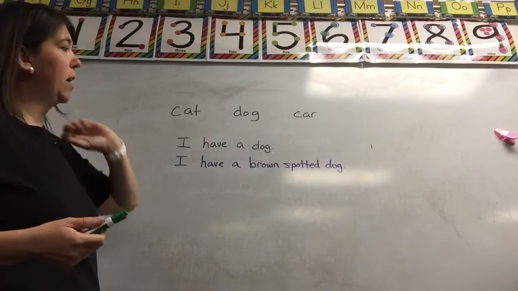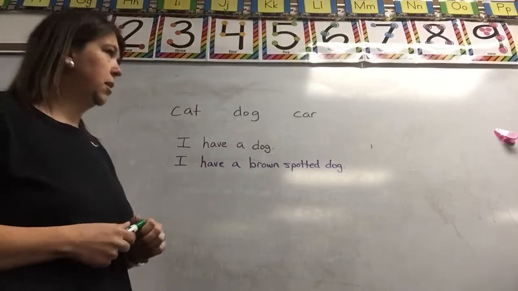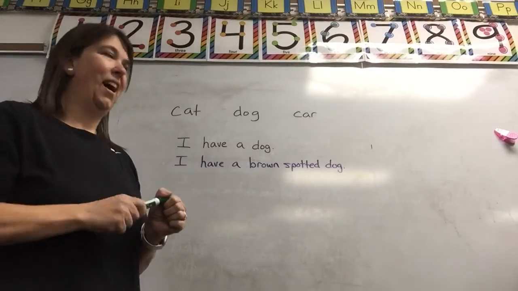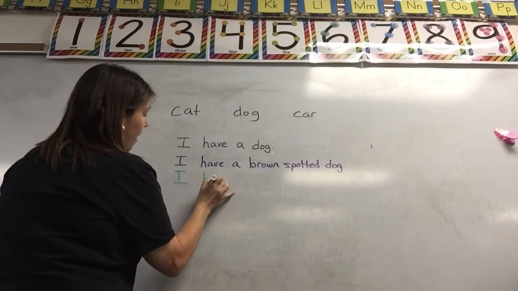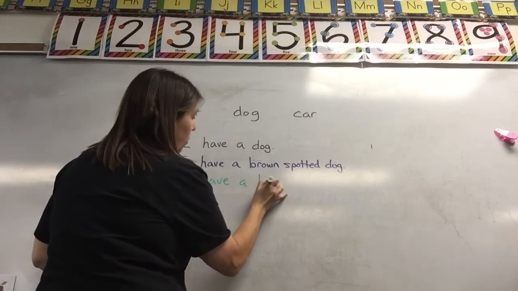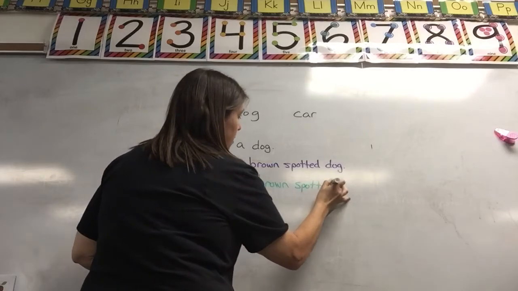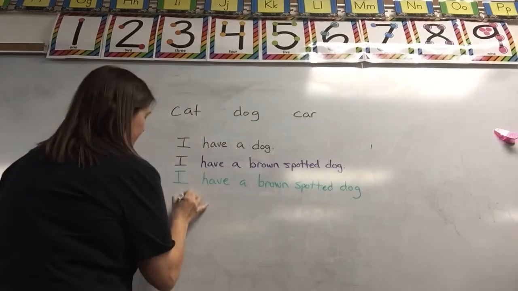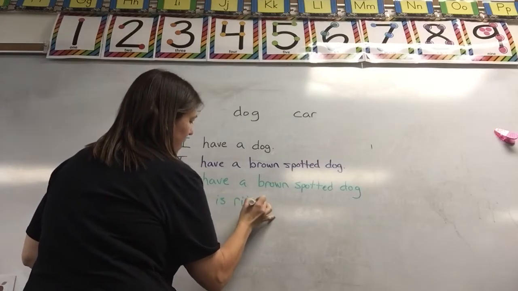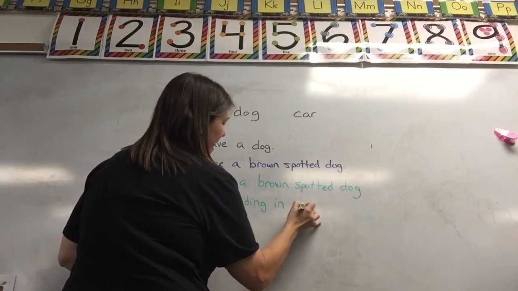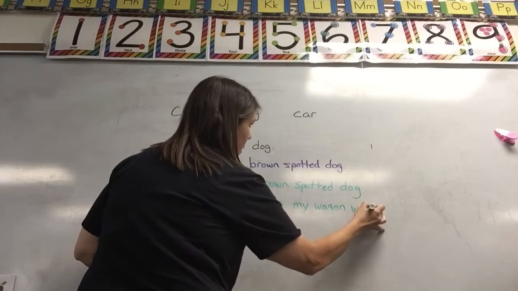So I can change, I have a brown spotted dog, and I can tell you what that brown spotted dog is doing. Well, let's hear. I know what he's doing. Let's see if this works. So now instead of, I have a brown spotted dog that is riding in my wagon with me.